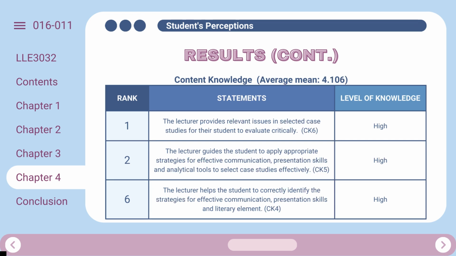Students' perception of lecturers' content knowledge (CK). The average mean is 4.106, which means all respondents perceive that the lecturers have a high level of CK to teach the course online. Two statements with high mean scores are statement 6 and statement 5, where respondents considered that the lecturers provided relevant issues in selected case studies for them to evaluate critically. Respondents also acknowledge that the lecturers guided them to effectively apply appropriate strategies for effective communication, presentation skill, and analytical tools to selected case studies. However, the lowest mean score is statement 4, which implies that the lecturer may not assist the student in correctly identifying the strategies for effective communication, presentation skill, and literary elements due to online learning challenges.